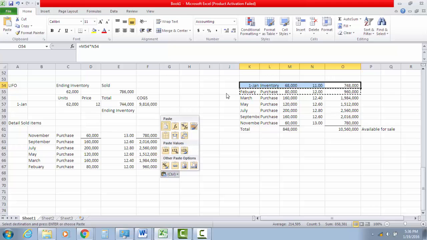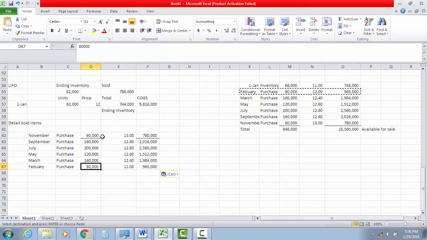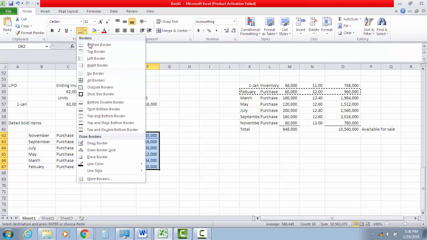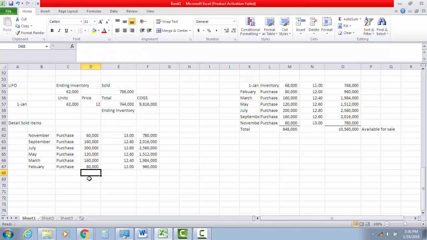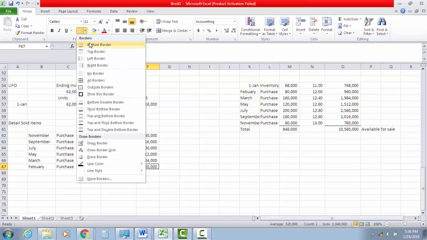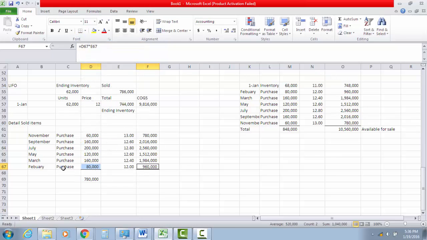Now, how do I know it's part of January? Taking a look at it, I need to look at my total number of units. So I only have 780,000 units. I need another 6,000. So then I would know that I would have to sell 6,000 of my January items, which would give me that.